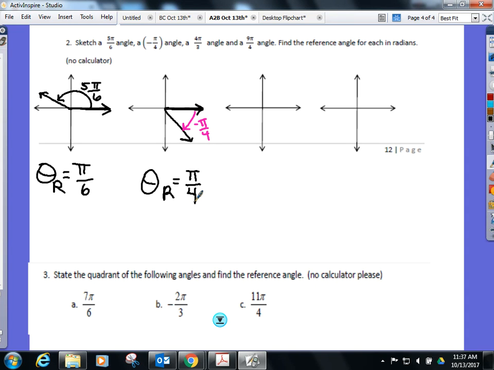Megan, ready? Pi over 3 was what? 60 times 4 now. 240. Done. What quadrant am I in? 240 degrees. You guys can thank me later. 240.